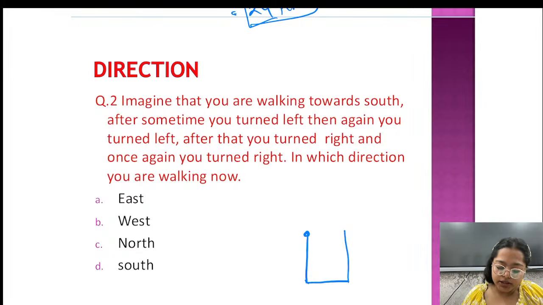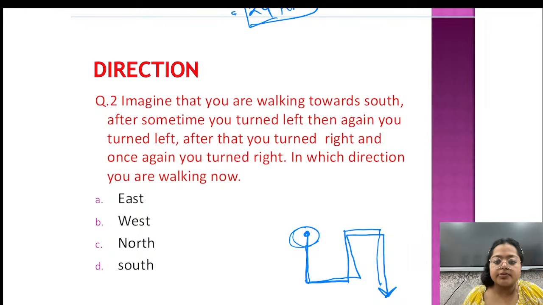After that you turn right. Okay, and once again you turn right. Now in which direction are you walking? So we started from here. We move here, here, here. Now this is my direction for moving. So this direction would be south. So the correct answer would be south. Okay.